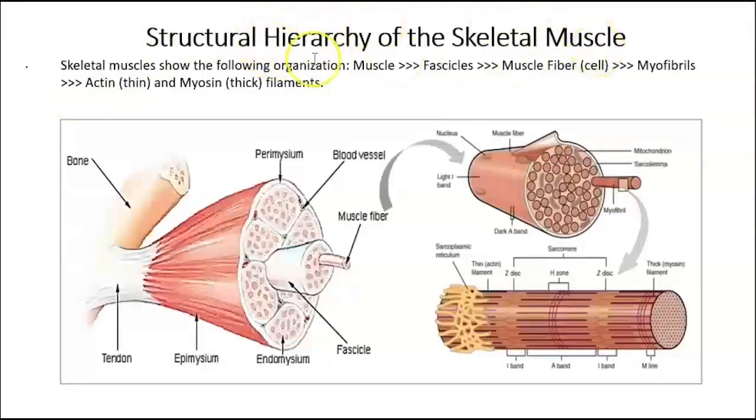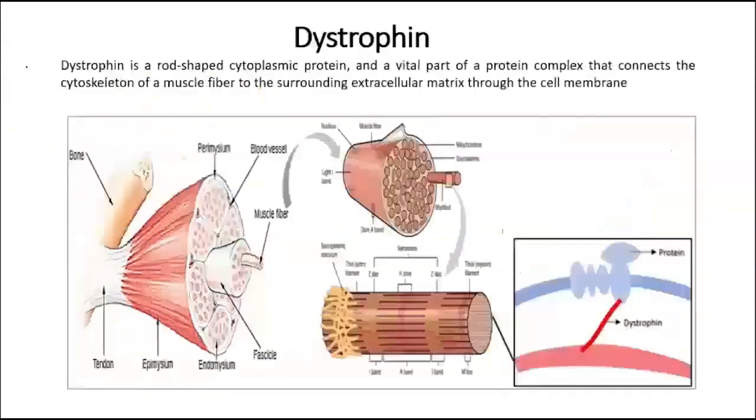Structure of a skeletal muscle. What is a muscle made of? Fascicles. What is a fascicle made of? Muscle fibers. What is a muscle fiber made of? Myofibrils. What is a myofibril made of? Myofilaments. Which ones are the myofilaments? Thin and thick. What is another name for thick and thin? Actin and myosin. The thin and the thick filaments are made of proteins. We also have this other protein called dystrophin. The thin and the thick filaments are the ones that are going to perform the movement.